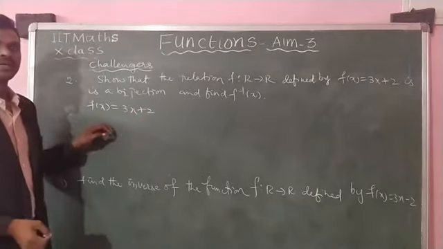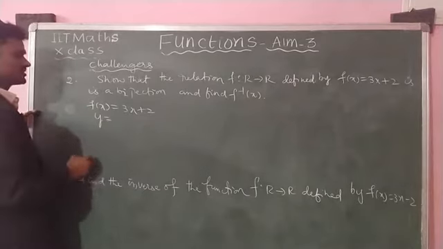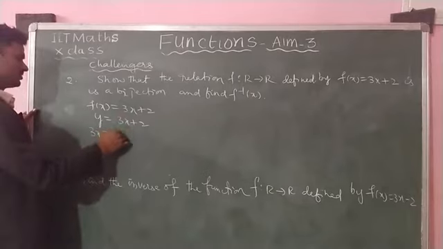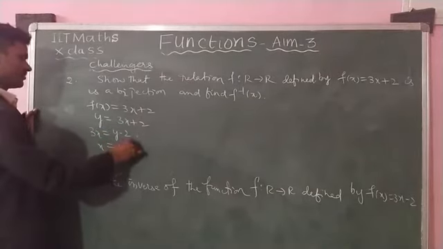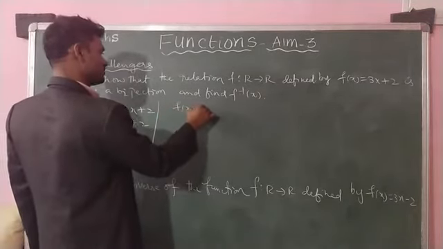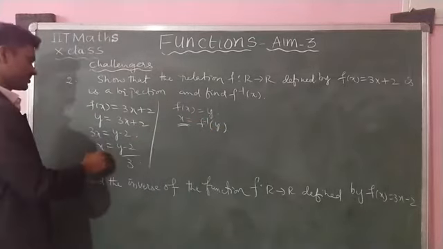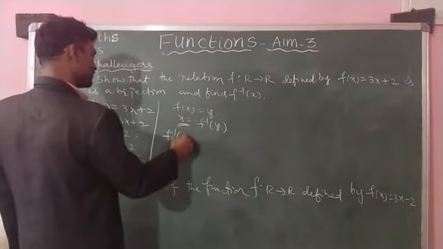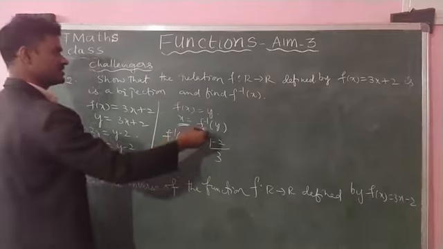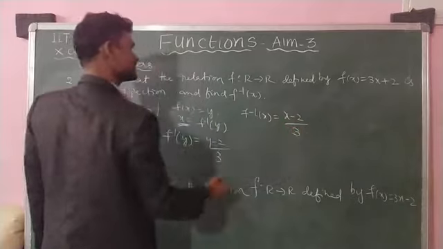First what will we do? Here we have to write x in terms of y. Then f(x) is equal to y, so y is equal to 3x plus 2. Now this 2 goes to the other side, 3x is equal to y minus 2. Then x is equal to (y minus 2) by 3. Now f(x) is equal to y, then x is equal to f inverse of y. Now you can write f inverse of y is equal to (y minus 2) by 3. Here y means y, and x means x. Then f inverse of x is equal to (x minus 2) by 3. This is the inverse of the given function.